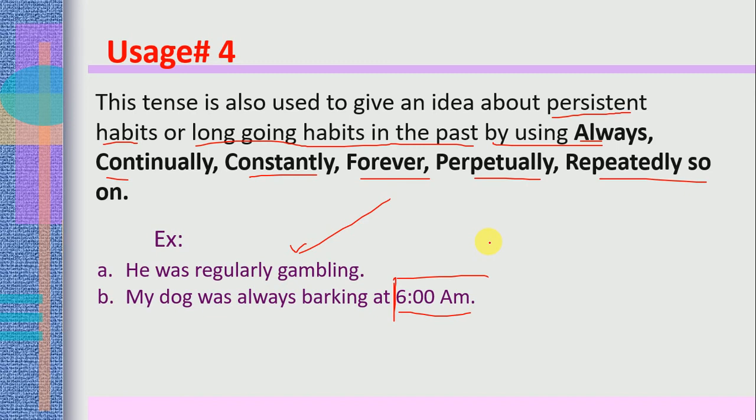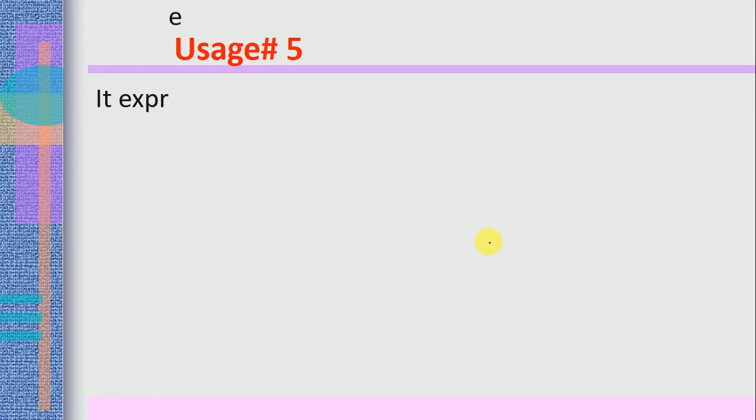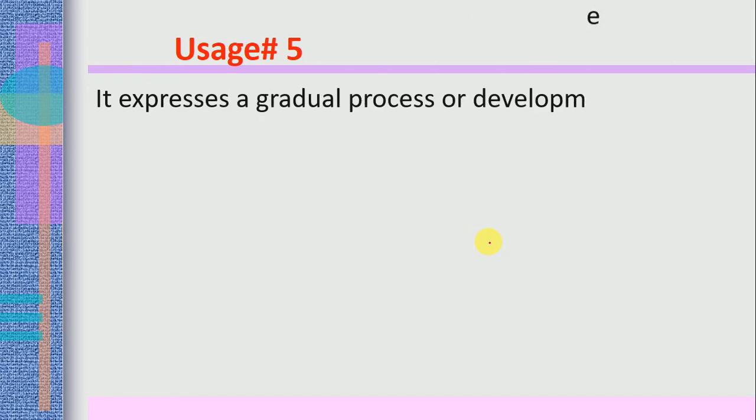So this is the fourth usage, which shows an action that was a persistent action. So for persistent actions we use past continuous tense. Okay. The fifth usage of past continuous tense: it expresses a gradual process or development in the past.